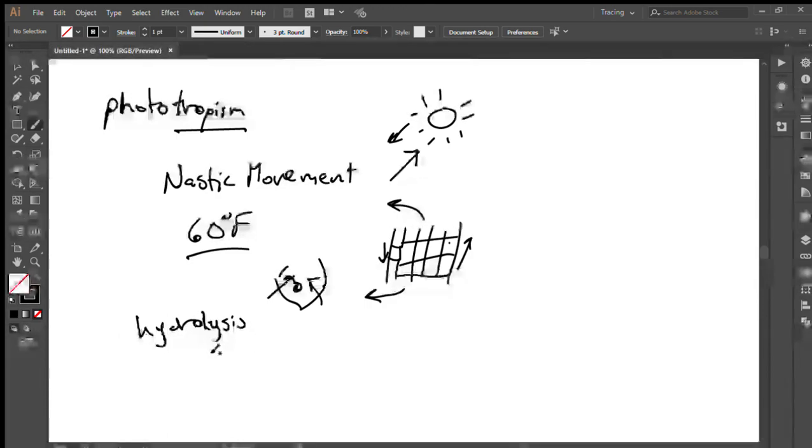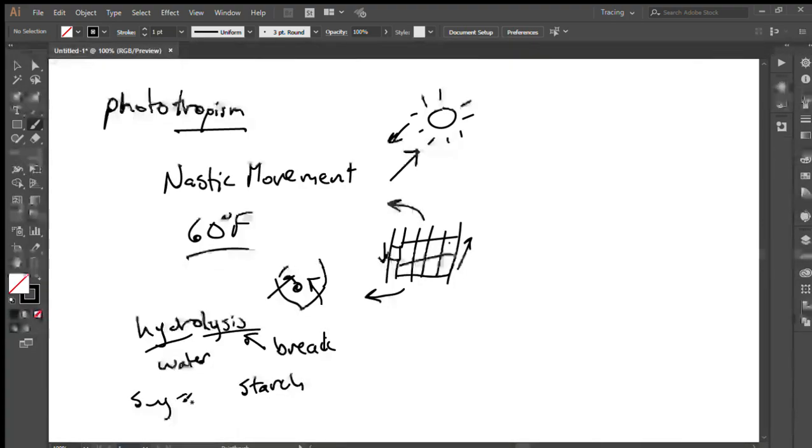Now you can remember back from cell biology, lysis or lys means to break, right? So hydro means water. So basically hydrolysis is using water to break stuff. What it's generally breaking in plants is starches. Plants store sugars that they're not using right now. So plants store sugar as starch. What happens is they make long chains of sugar.